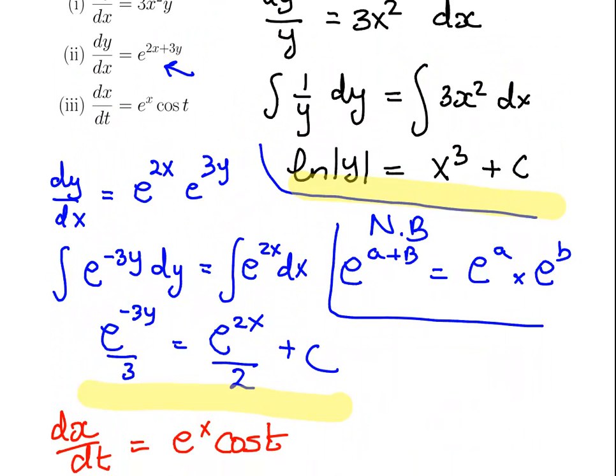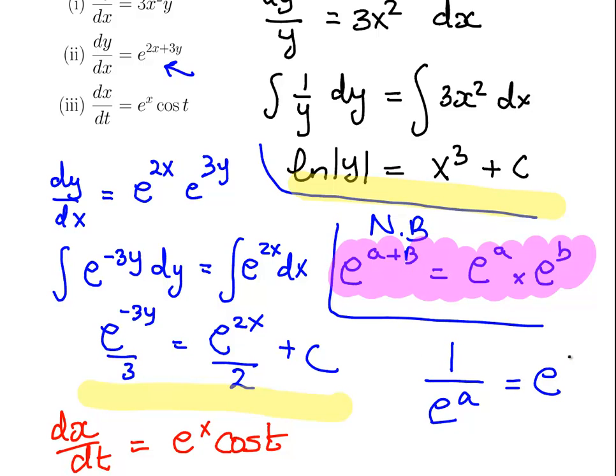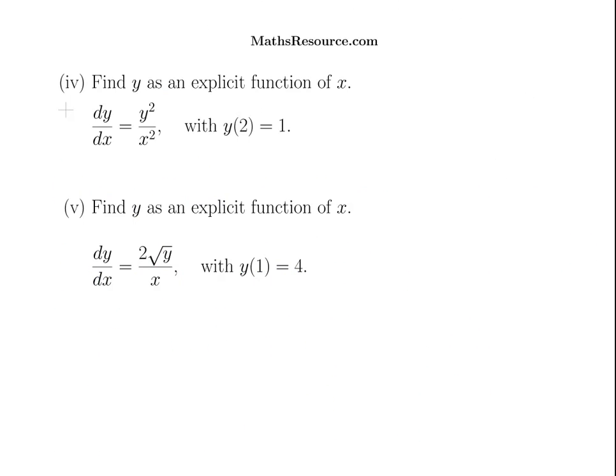So a couple of key things: being able to handle basic calculations like that, or exponentials, and also, for example, 1 over e to the a is also equal to e to the minus a. We've done that a few times in these calculations, so it might help to have a quick reminder about that. So, two more. Find y as an explicit function of x when we have boundary conditions. These are two more, except all we are doing is adding in boundary conditions so we can find the constant c.